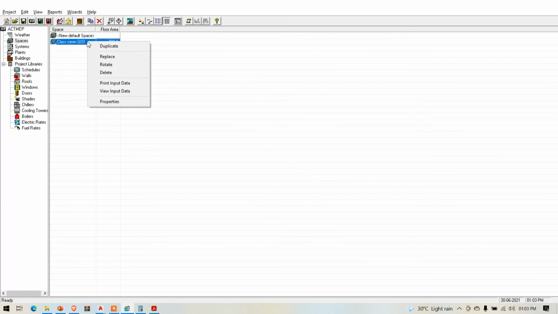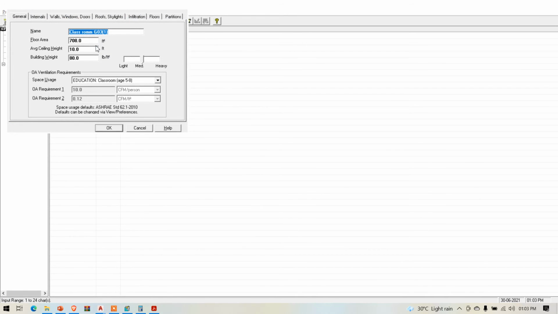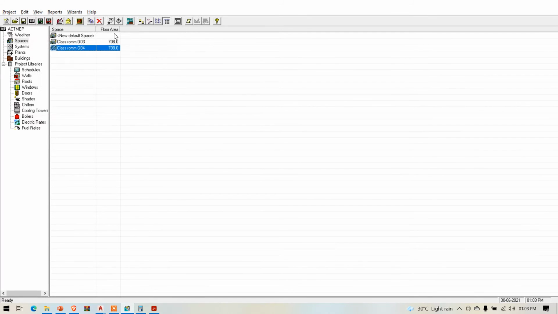Double click, right click, and here we will get an option called duplicate. Create a duplicate, and here we can change the classroom number to 04, and all the values will be the same. That's it. This is one more advantage they have. Again no need to calculate from scratch. Once you create one space, if another space has the same dimensions and same things, you can create a duplicate.